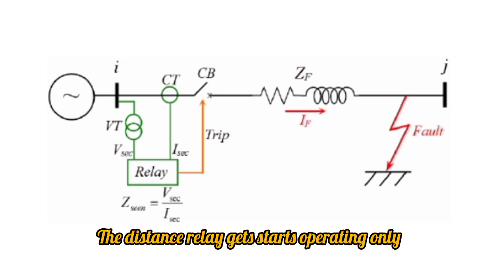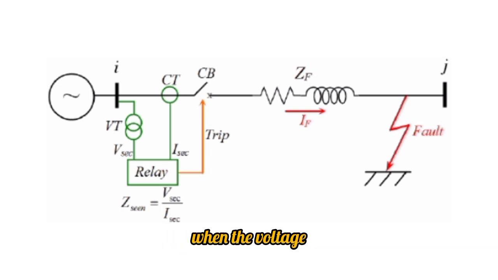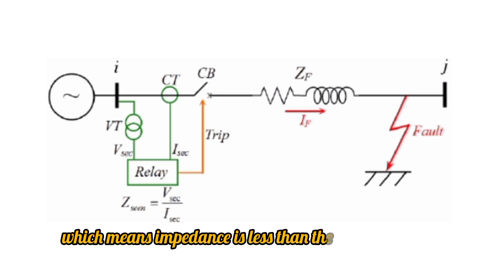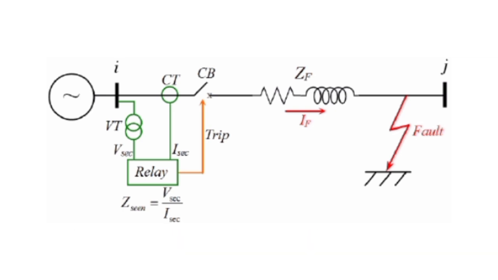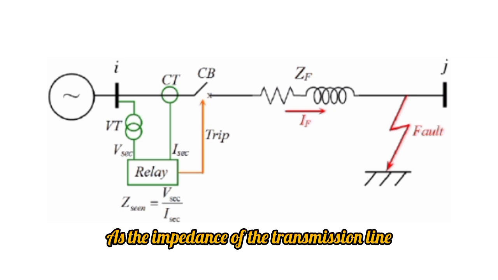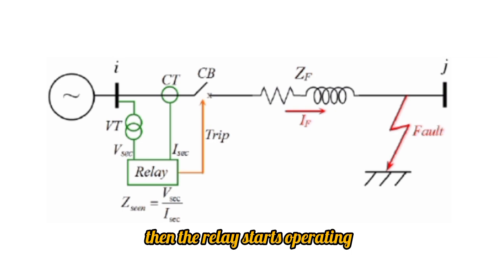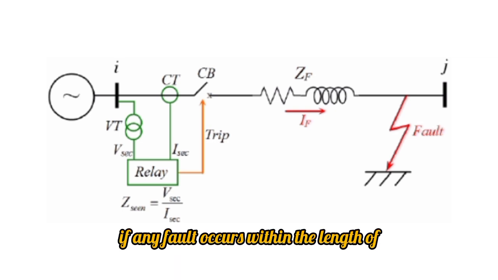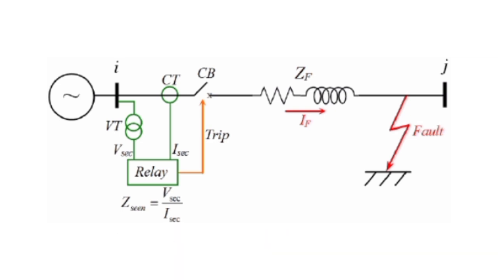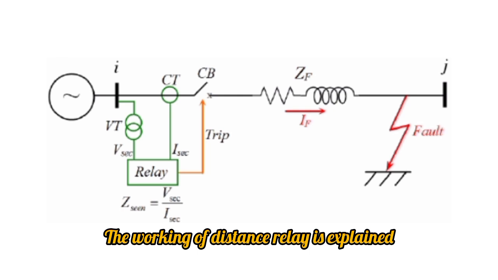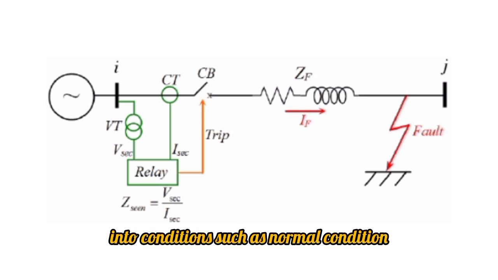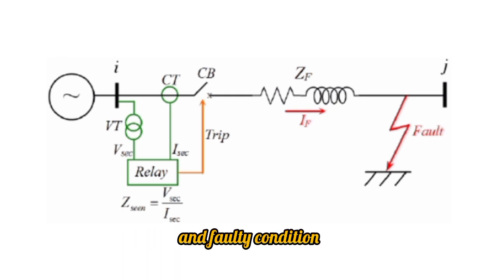The distance relay starts operating only when the voltage and current ratio, which means impedance, is less than the predetermined impedance value of the relay. As the impedance of the transmission line is directly proportional to its length, the relay starts operating if any fault occurs within the length of the transmission line or predetermined distance. How does distance relay work? The working of distance relay is explained in two conditions: normal condition and faulty condition.